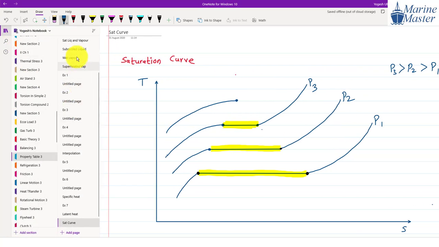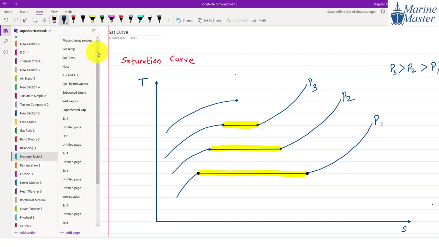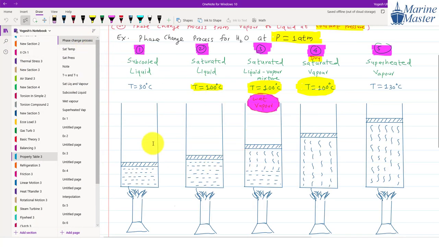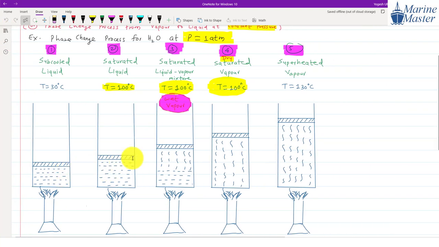If you remember our discussion of the phase change process, first we got a subcooled liquid, then it converted into saturated liquid, then we got a wet vapor, then dry saturated vapor, and at the end superheated vapor. Means from subcooled liquid to superheated vapor we went step by step, and in between we got wet vapor.